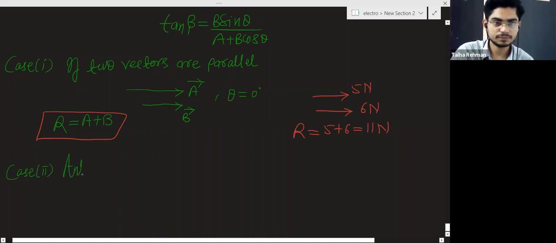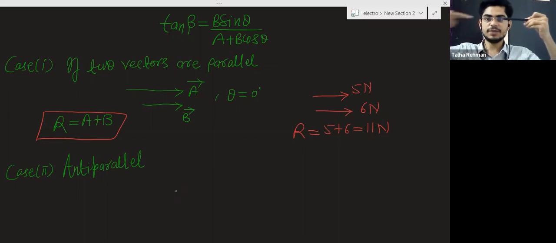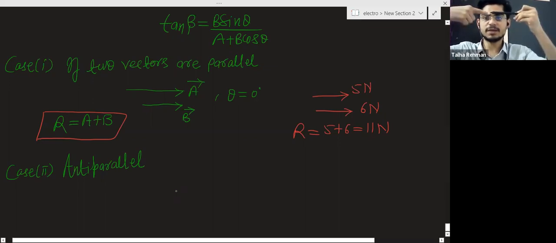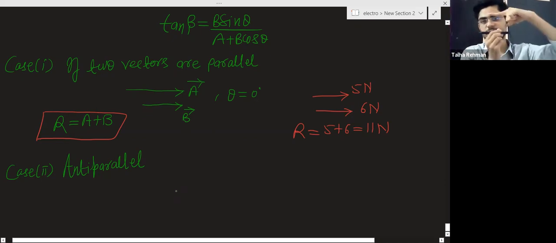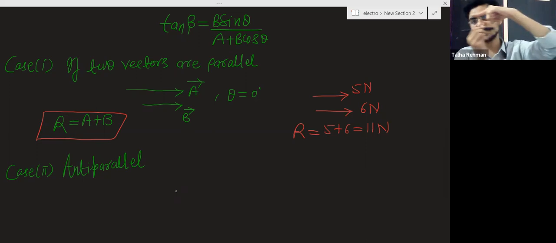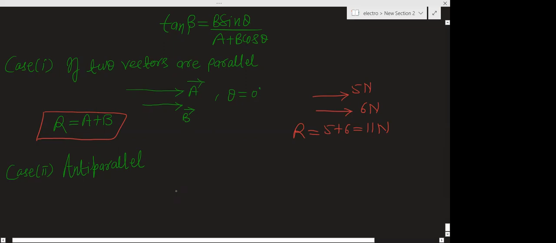Anti-parallel. When two vectors are anti-parallel. Anti-parallel means like this. This is a pen, and the pen is going in this direction, and this is my finger, and the finger is going in the opposite direction. Means this is anti-parallel. And if this finger and this pen are going in the same direction, it means parallel. So it's basically opposite to parallel.